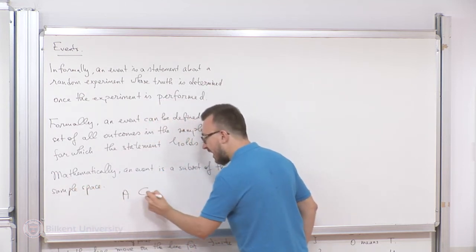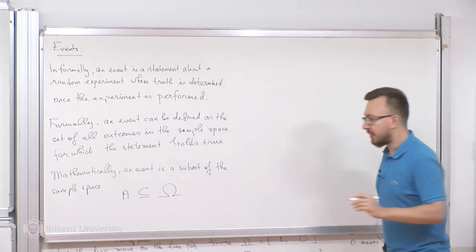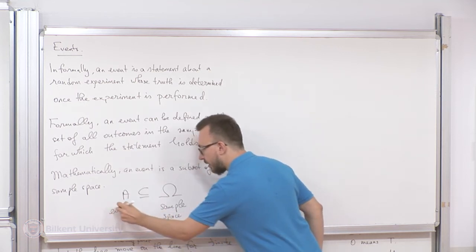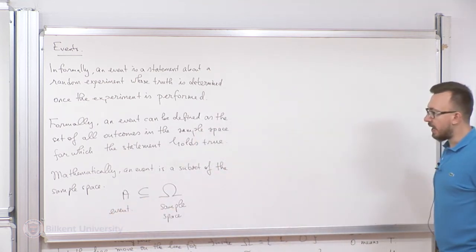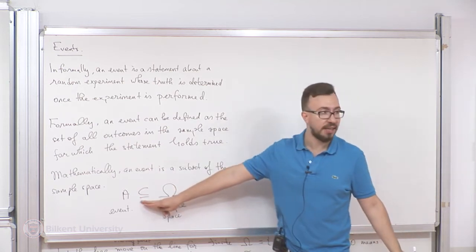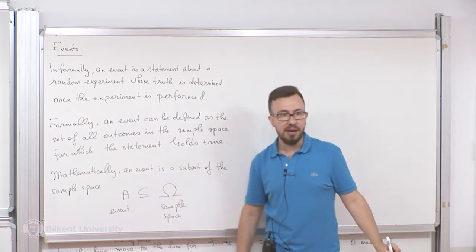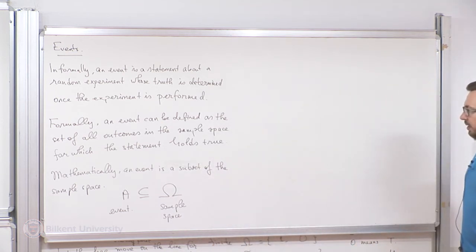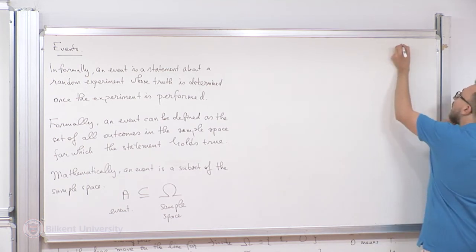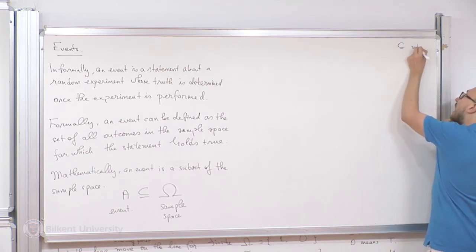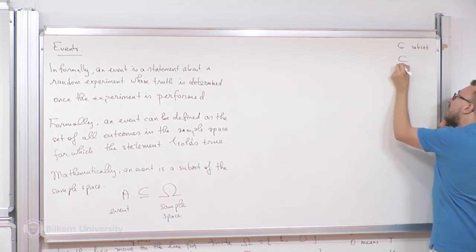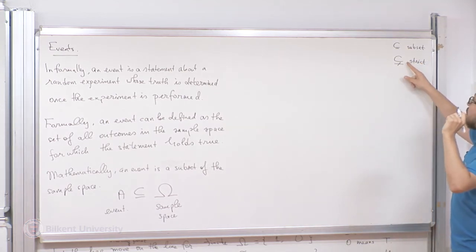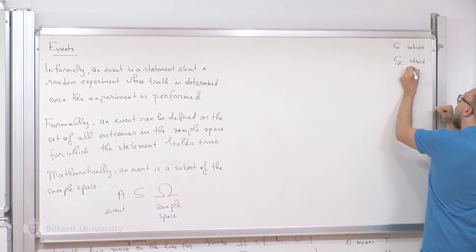So if you have a set A that is a subset of omega, this is your sample space. This is your event. And this is my subset sign with this equality part. Okay? So when I want to say subset, I use this. When it is a strict subset, meaning that it is a subset but not equal to the set here, I use this sign.